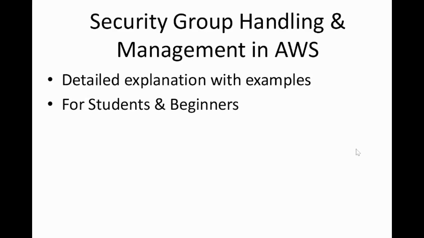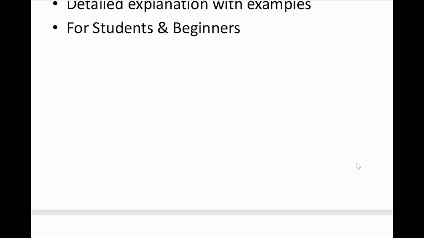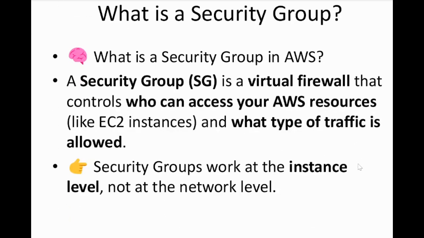So today we will discuss a new topic, that is security group handling and management in AWS. Okay, so let's discuss. First, what is a security group in AWS? A security group is a virtual firewall that controls who can access your AWS resources like EC2 instances and what type of traffic is allowed. So this is the security group.